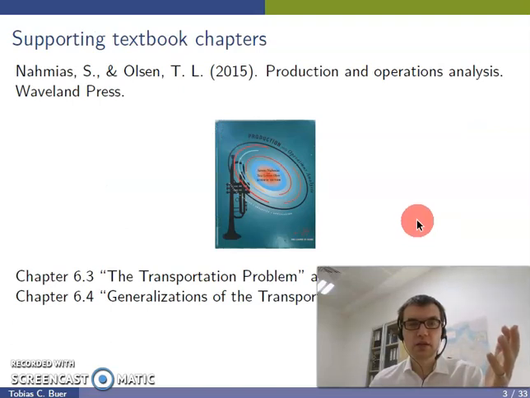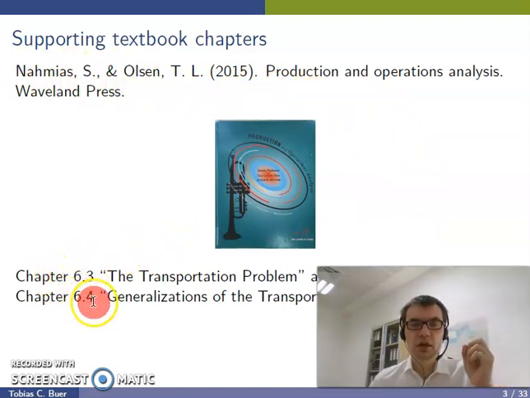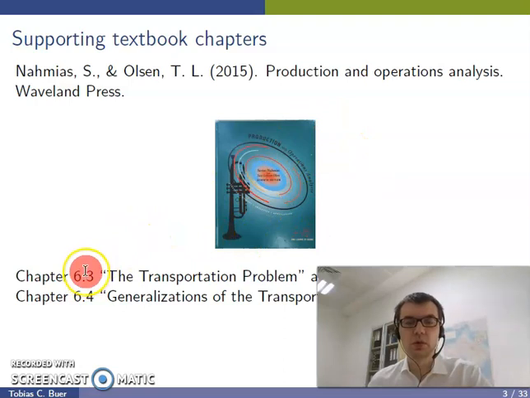Today's lecture is supported by the textbook of Namias and Olsen, in particular chapter 6.3 and 6.4. You find both on the Moodle course. This book is in our library, but as you cannot access it, I will put it on the Moodle course.